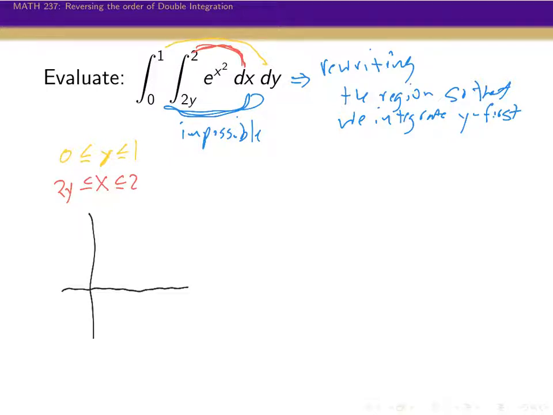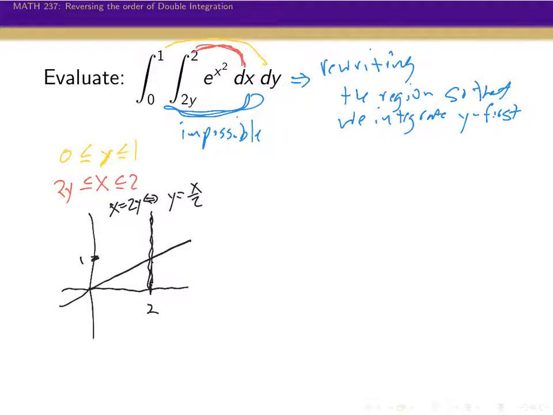Okay, so let's try and draw this region out. Our bounds for x: x equal to 2y, that's the same thing as saying that y is equal to x over 2. So that's a line with slope 1/2, and then we have x equals 2, that's a line going straight up. And then our bounds here for y are going from 0 to 1.